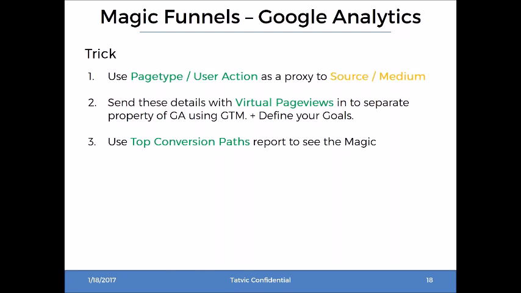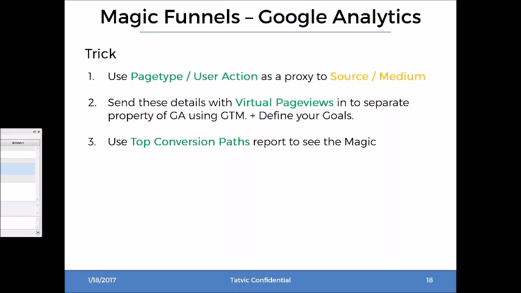Okay, so the trick is to use the page type in the user action. So for example, generally the top conversion path reports use source medium to show you the journeys. So it shows you the users who have come from different source mediums like Google paid search, or let's say they have come from organic traffic and then finally converted, right? But when we use page type as a proxy to source, and we use user action as a proxy to medium, you will receive the same funnels.